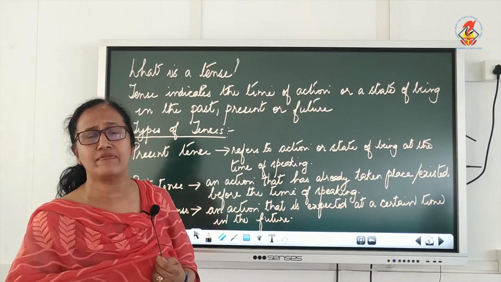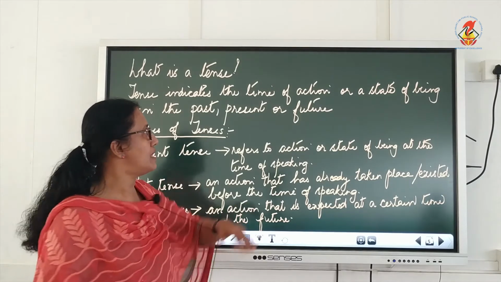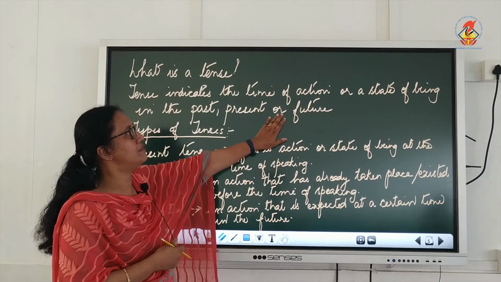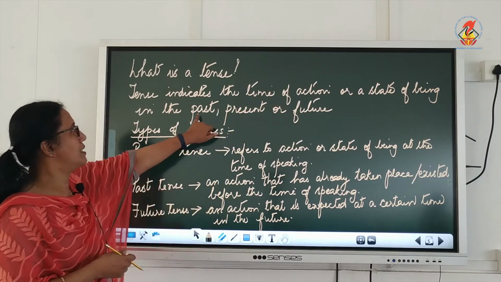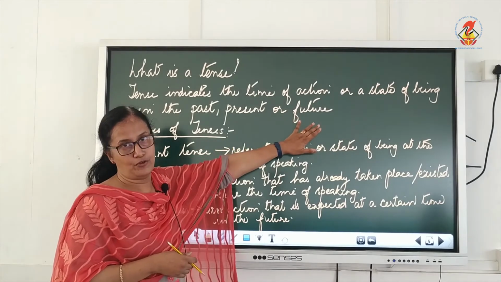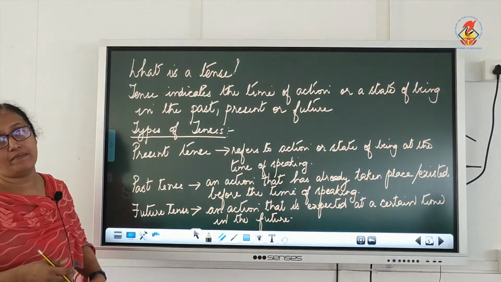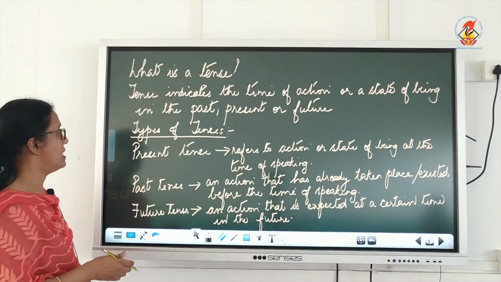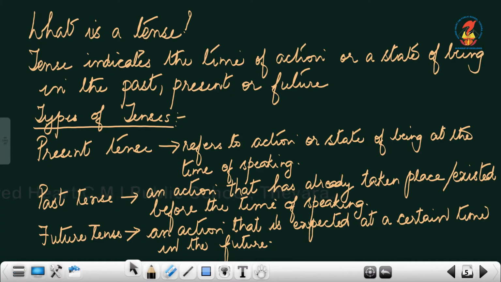That means in the next 5 minutes, you do not know what is there in the future. So that is what it is. The tense is the time of the action that was done, either in the past or the present or the future. So this is the definition of what you understand by the term tense. Now we are coming to the types of tenses.